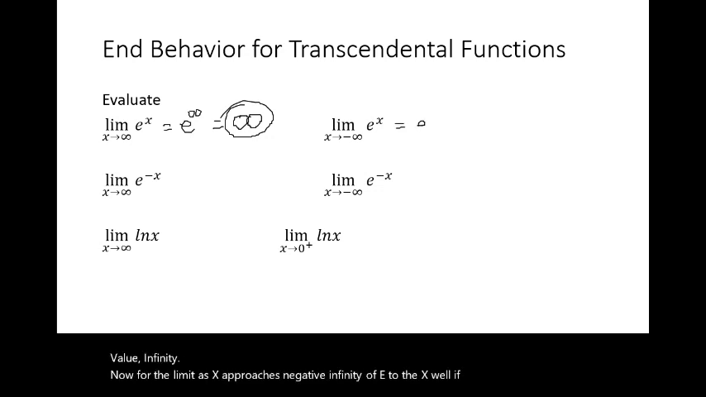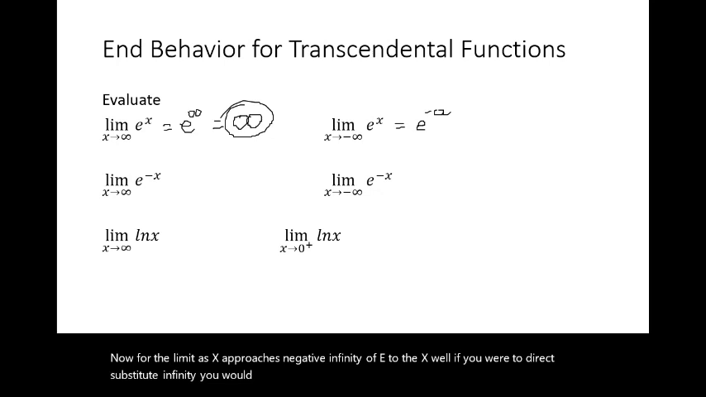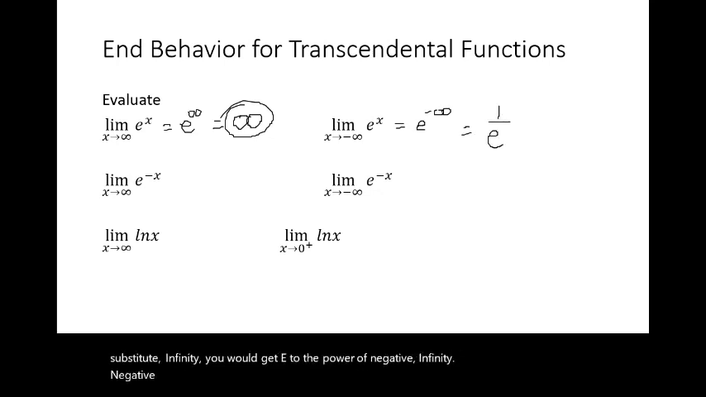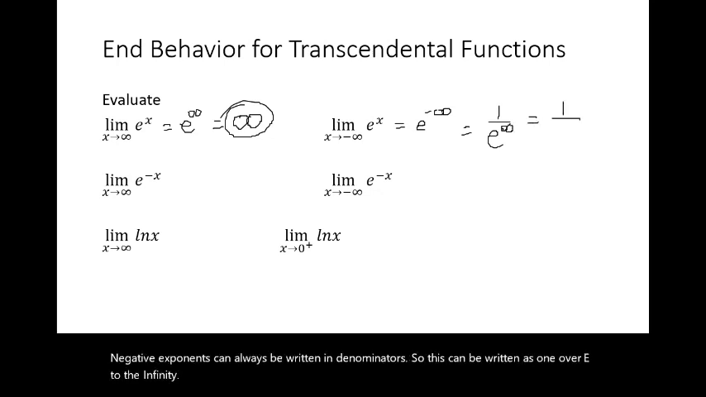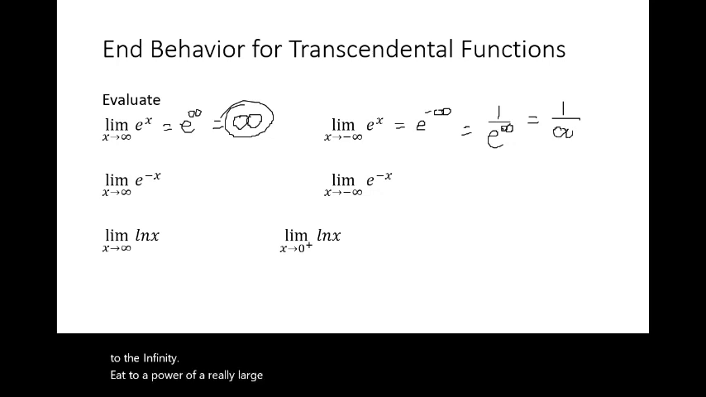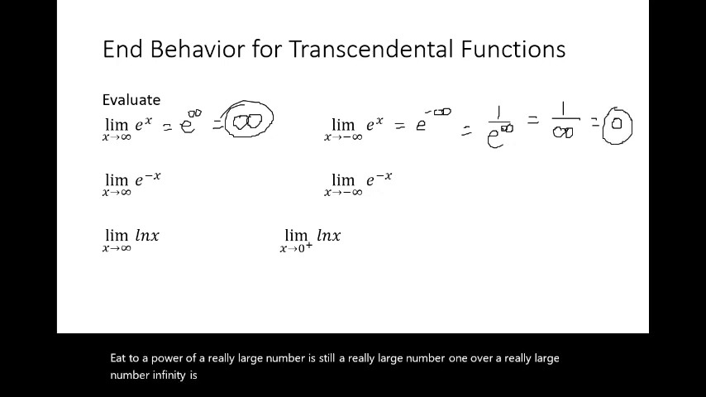Now for the limit as x approaches negative infinity of e to the x, if you were to direct substitute infinity, you would get e to the power of negative infinity. Negative exponents can always be written in denominators, so this can be written as 1 over e to the infinity. E to a power of a really large number is still a really large number. 1 over a really large number is approximately 0.